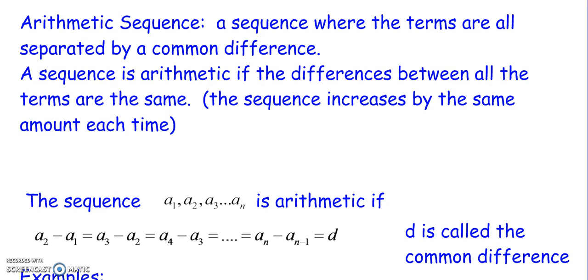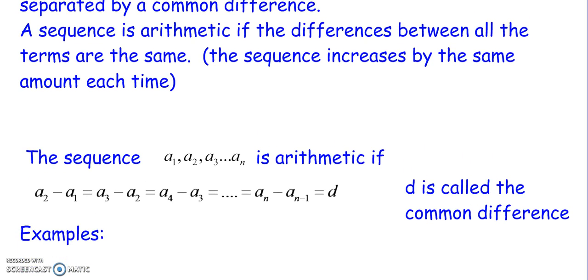All I've got to do is add this amount. Sometimes it's a negative amount. Sometimes you're actually decreasing. That's essentially the idea of an arithmetic sequence: always increasing by the same amount.